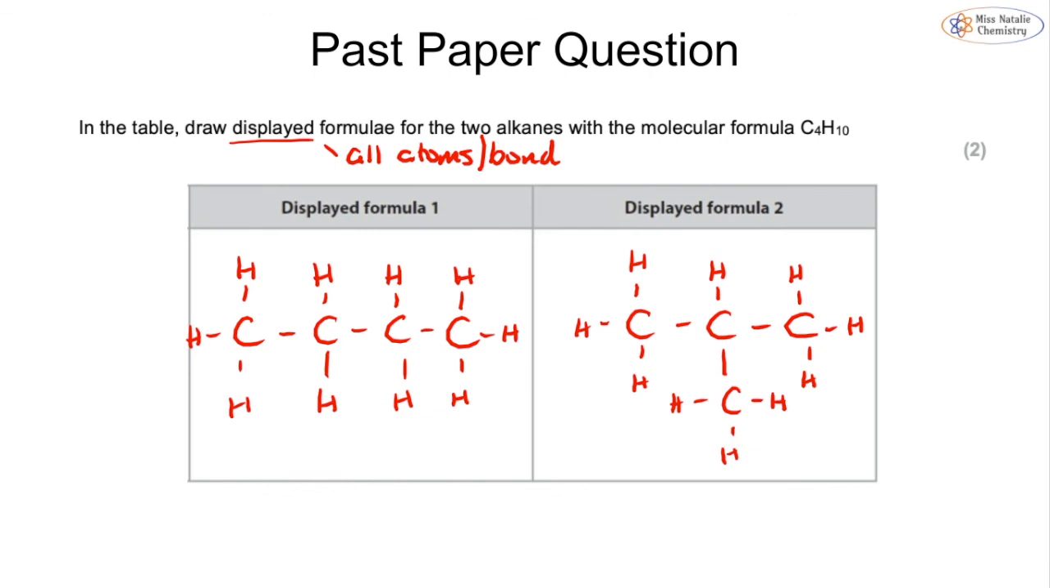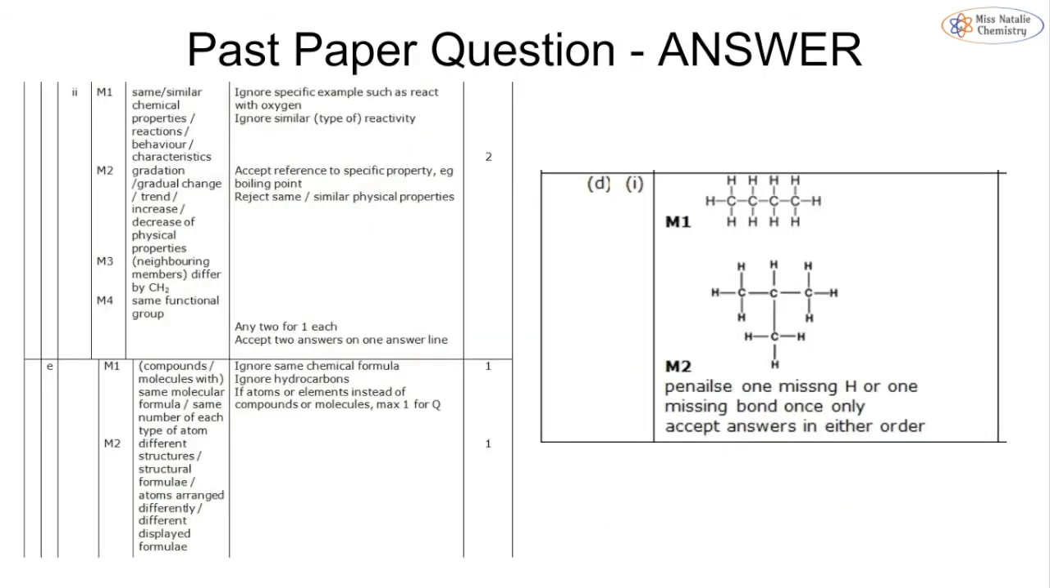And although the question doesn't ask for it, you could also name them. And this is butane and 2-methyl propane. And there you can see the mark scheme for those questions as well. That's everything for topic 4A, Introduction to Organic Chemistry.